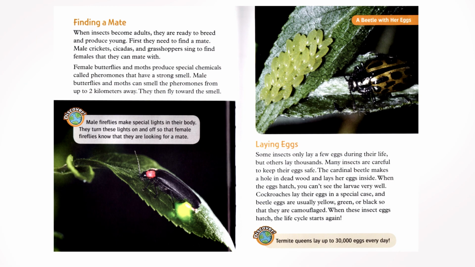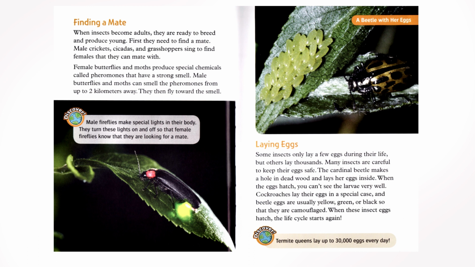Finding a mate. When insects become adults, they are ready to breed and produce young. First, they need to find a mate. Male crickets, cicadas, and grasshoppers sing to find females that they can mate with.